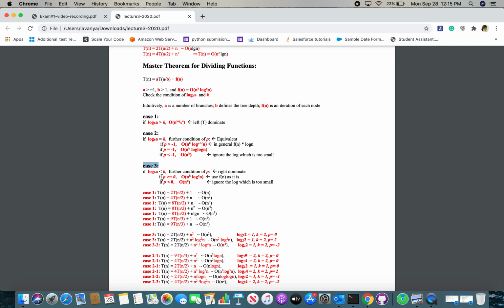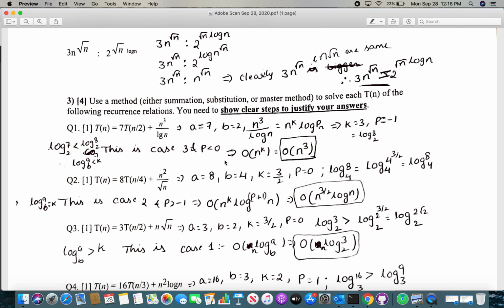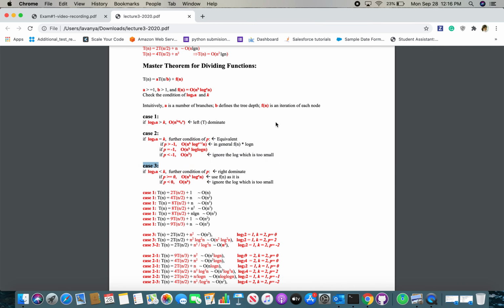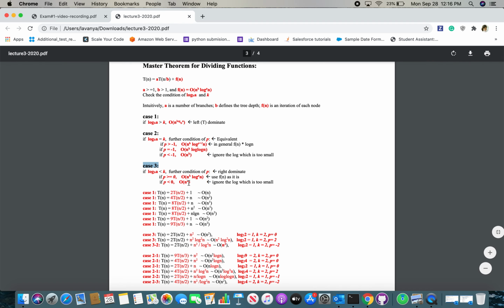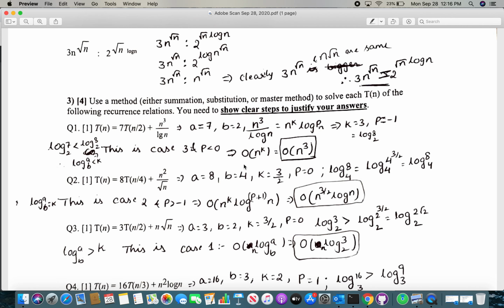So in case 3, based on the p value, there are two scenarios. Let us check which scenario this falls in. Here p greater than or equal to 0 gives this formula, and p less than or equal to 0 gives this formula. So here p is equal to -1, which is less than 0. So it will be big O of n power k. So the formula is big O of n power k. K is 3, so it is big O of n cube.